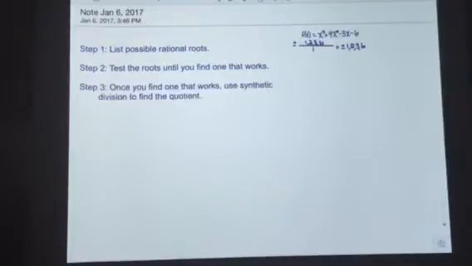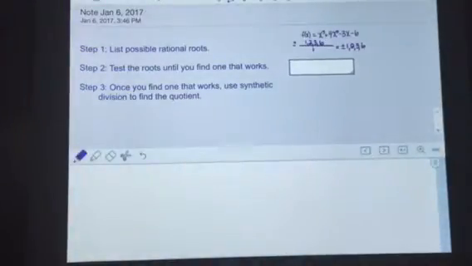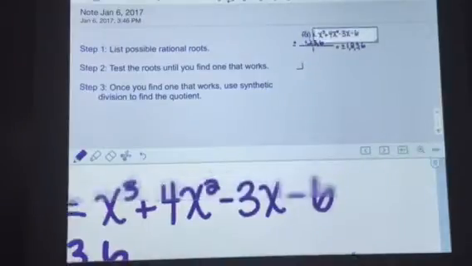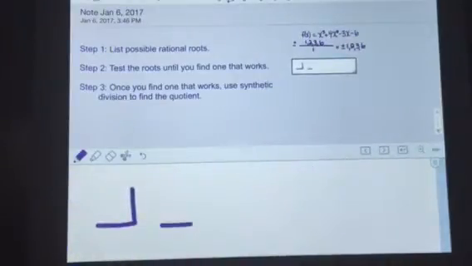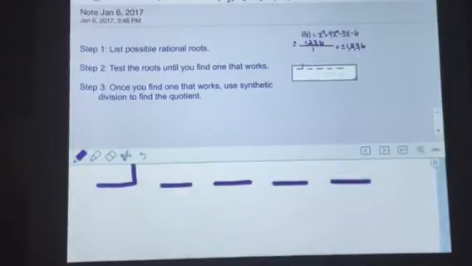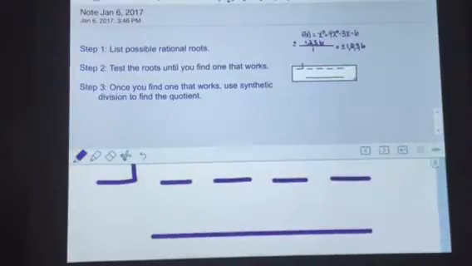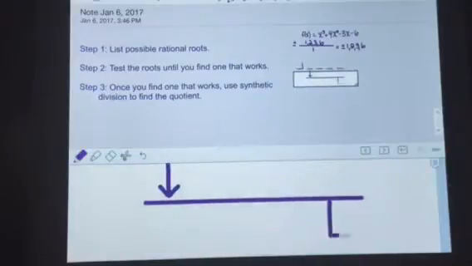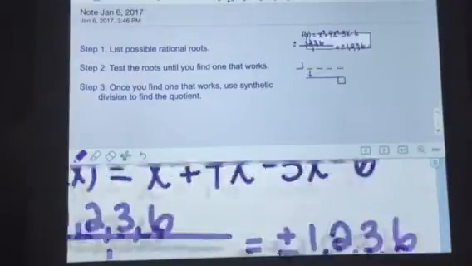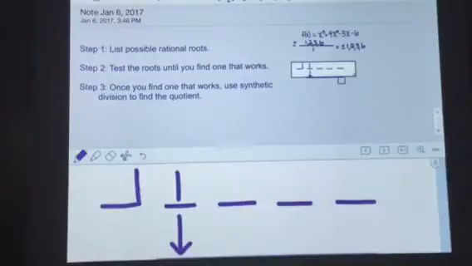So now we'll move on to step 2. That was where we tested the roots until we found one that worked, and it was negative 1. Now we move on to step 3. Once you find one that works, you're going to use synthetic division to find the quotient. So synthetic division, this will require 4 lines since the degree is 3. 1, 2, 3, 4. And I write my coefficients of the polynomial on the line. The leading coefficient was 1, then it was 4, negative 3, and negative 6.